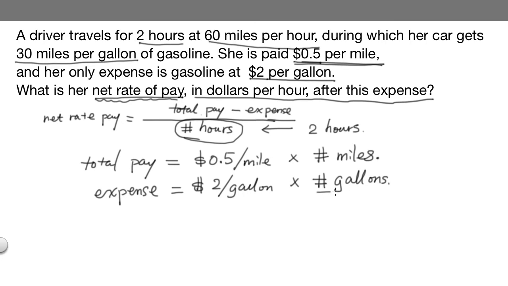All right, we got somewhere. First, let's look at the total pay, the number of miles. How can we figure out the number of miles? Well, she travels 2 hours at 60 miles per hour. So the number of hours is 2, and the average speed is 60 miles per hour. So the number of miles equals 2 times 60, which gives you 120 miles. All right, so we got the total pay.